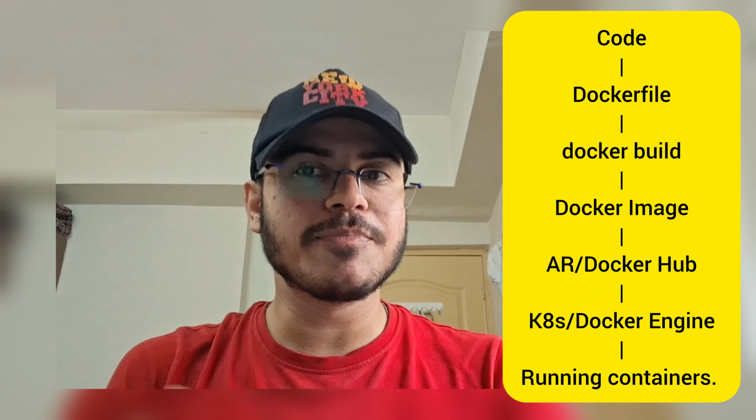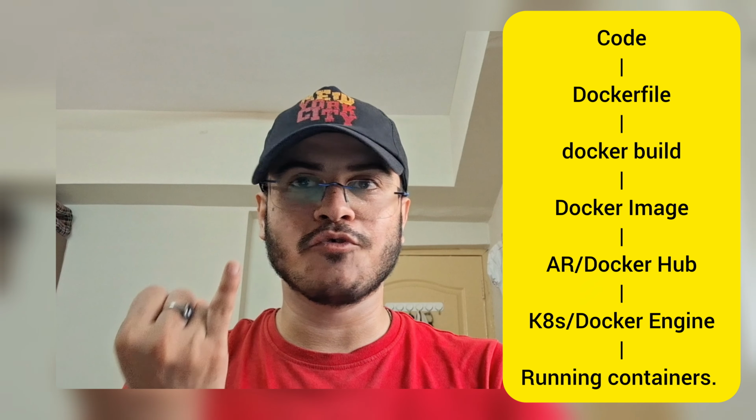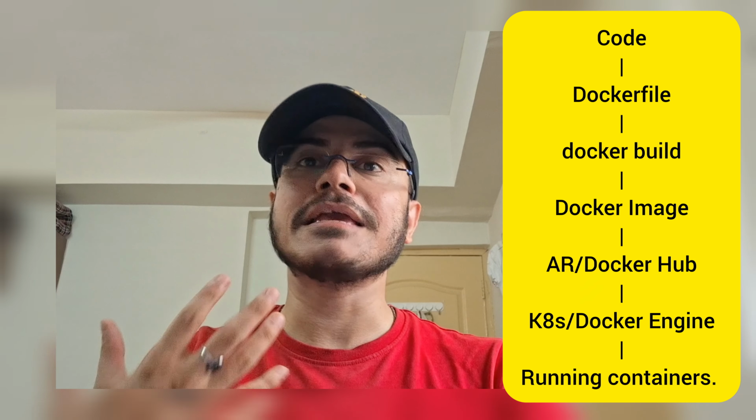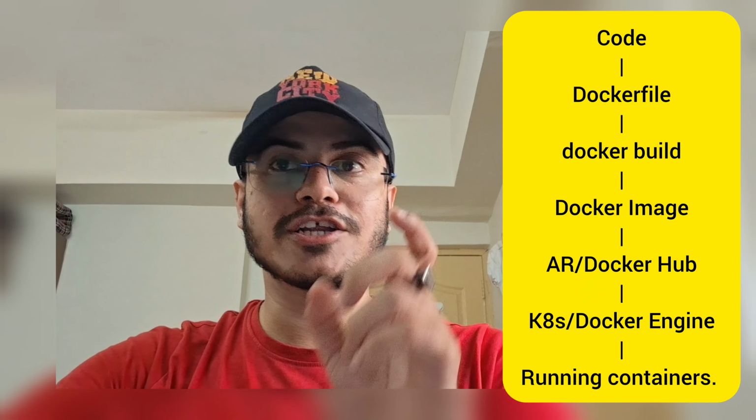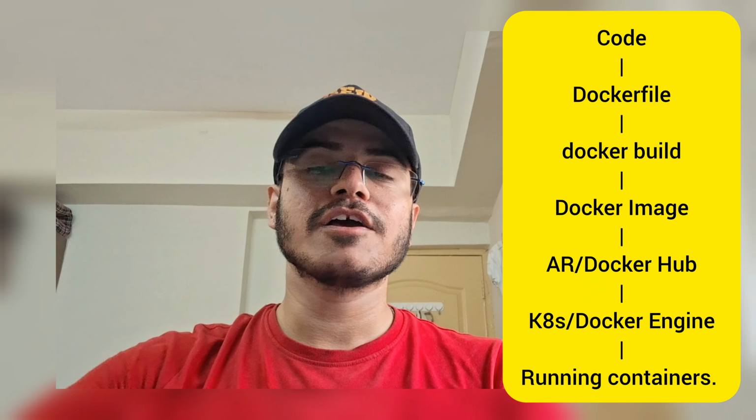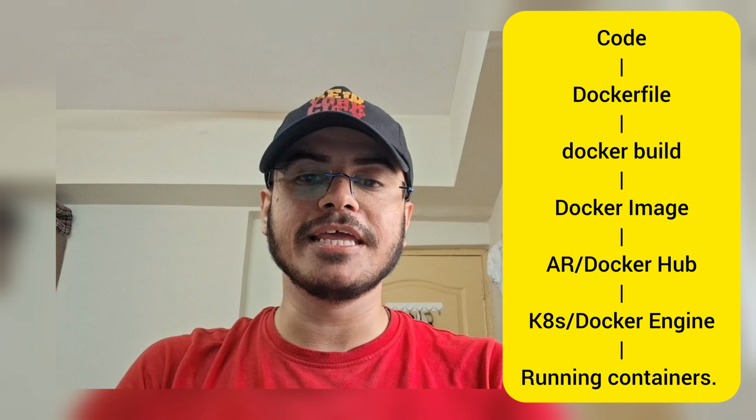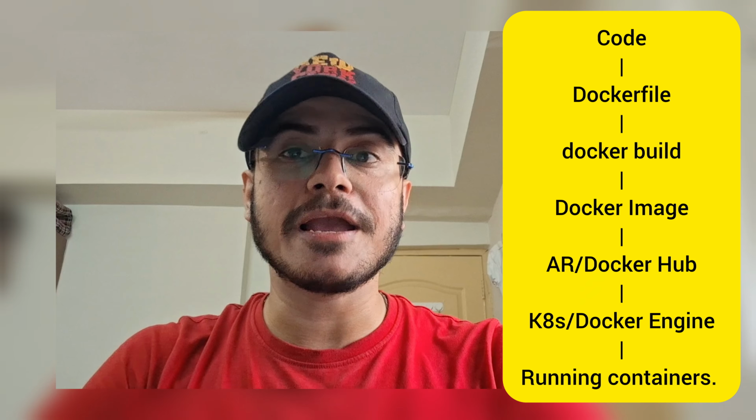And for a DevOps engineer, the typical flow could be first code, then Dockerfile, Docker build, Docker image, then artifact registry or Docker Hub, and then Kubernetes, then your application is running. And that's a complete end-to-end pipeline, end-to-end explanation of Docker. I hope I am able to explain Docker completely for a production level application.